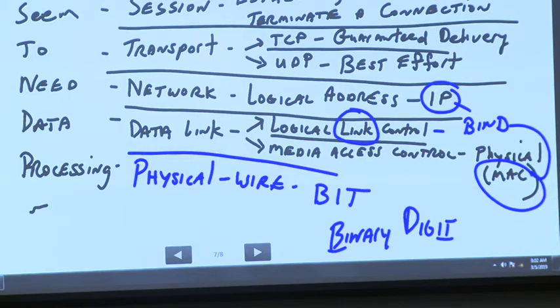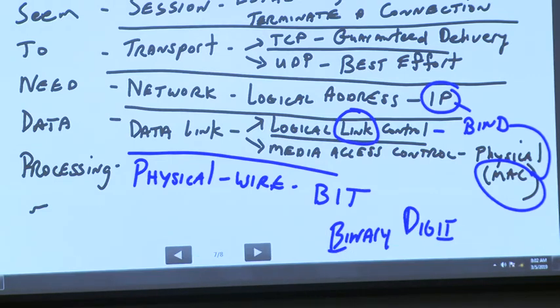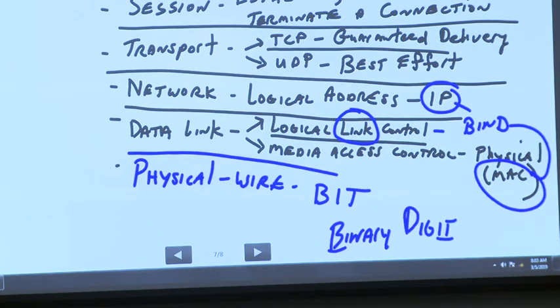Okay? So what's most important to us in this, besides knowing what's happening at each layer of the OSI model, is something called encapsulation. So let's take a look at encapsulation. Are we still in the OSI model? We are still in the OSI model. Encapsulation, yes.